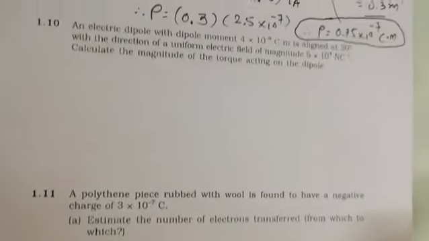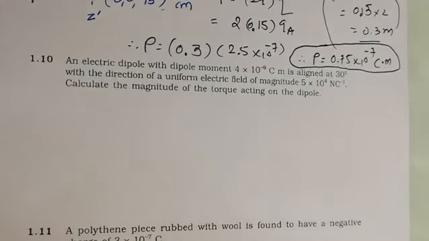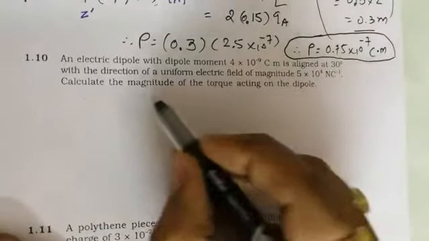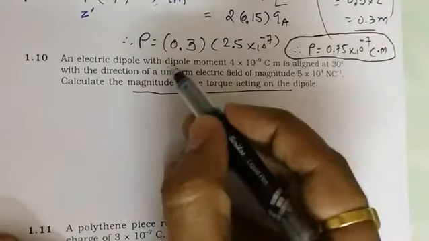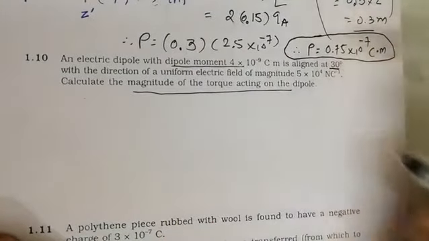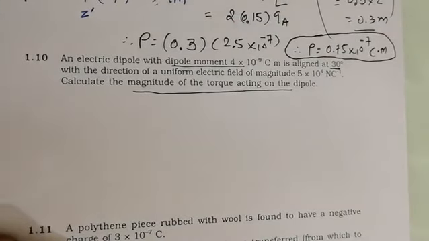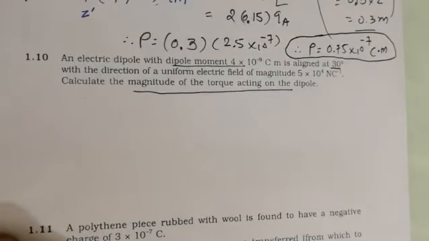Moving to the next example, that is 1.10. It is giving us another reminder: we have an electric dipole with a dipole moment and an electric field of 5 × 10^4 Newton per Coulomb, and we are asked to find the torque when the dipole moment is aligned at an angle theta. Whenever you are not sure which is the electric field and which is the electric dipole moment, have a look at its units.